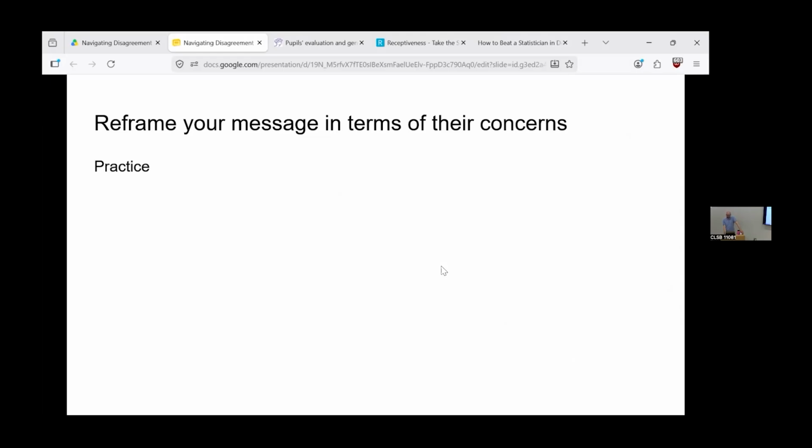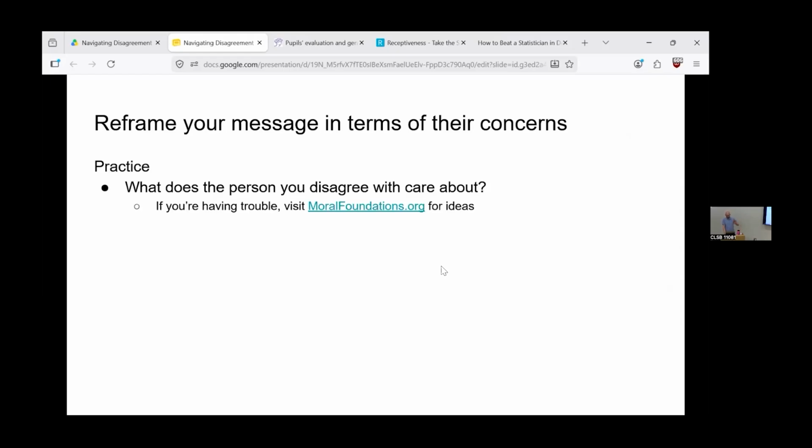So we are going to get some practice in this. For your disagreement, I want you to think about, what does the person that you disagree with care about? And this goes back to what I was talking about earlier when I was talking about highlighting shared identities, and I talk about values. So maybe they care about accuracy. If they're a physician, maybe they care about providing high quality care for patients. Maybe they care about publishing in high impact journals. Maybe they want to be promoted. Who knows? What do they care about?